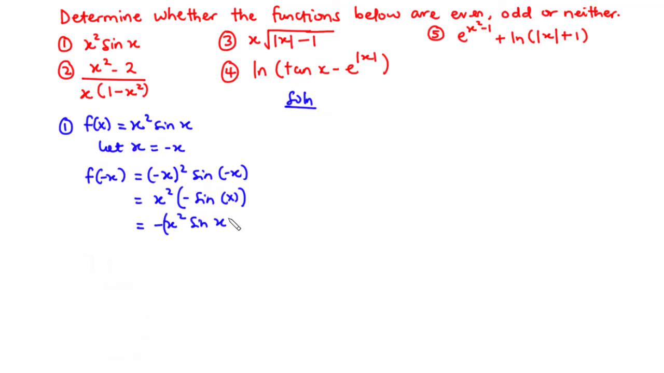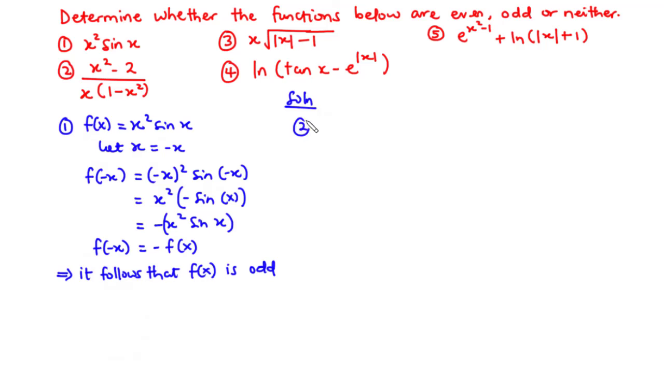Now x square sine x is equal to f of x. Therefore, we have f of negative x equals negative f of x. Now, since f of negative x is equal to negative f of x, it follows that f of x, which is equal to x square sine x, is an odd function. So this function is an odd function. Now let's move on to 2.